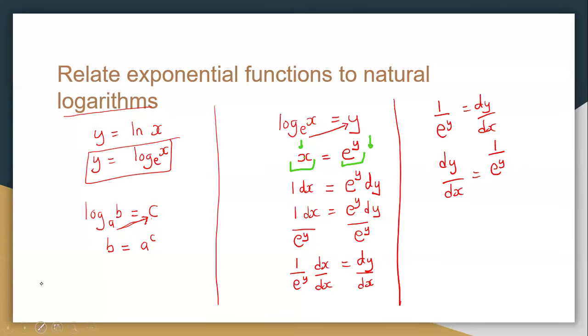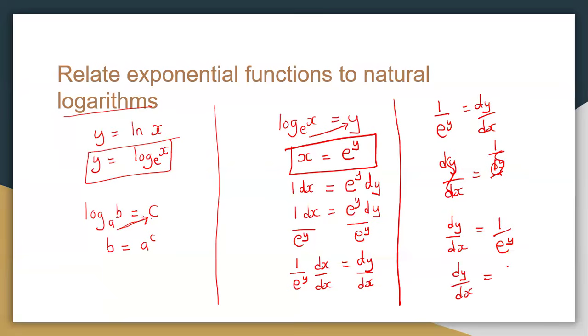Okay, let me first clean and write it better. Which we can write as dy/dx is equal to 1 out of e^y. But what is e^y? When we come back from here, you can notice that e^y is the same as x. And therefore, my dy/dx is the same as 1 out of x, and I'm going to say that this is my answer.